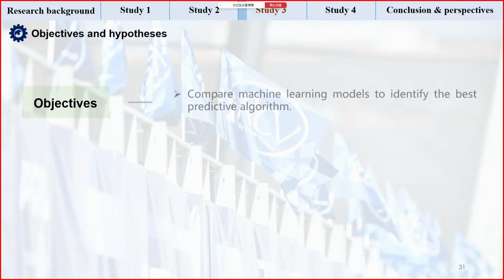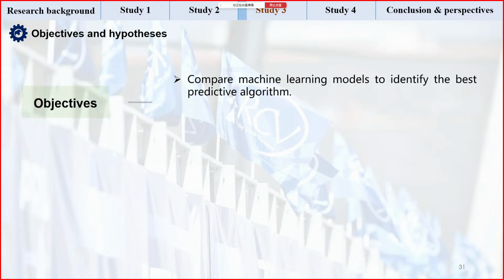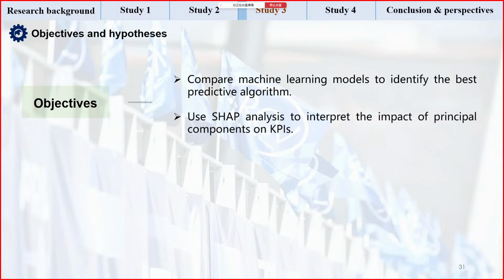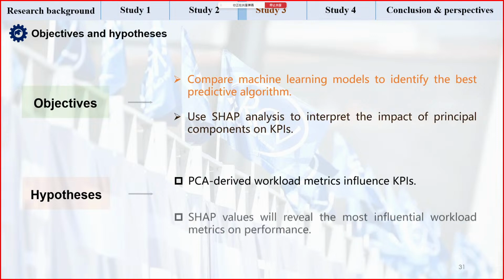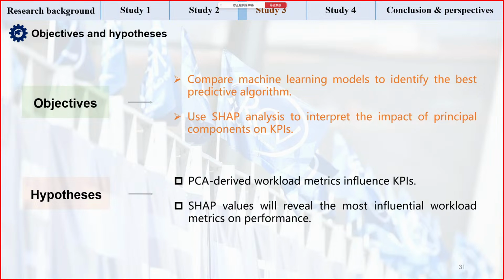The goal of this study is to compare machine learning models to identify the best predictive algorithm, and to use SHAP, Shapley additive explanations, or SHAP analysis, to interpret the impact of principal components on KPI. The hypothesis of this study is that the PCA-derived workload metrics influence KPIs. Additionally, SHAP values will reveal the most influential workload metric on performance.